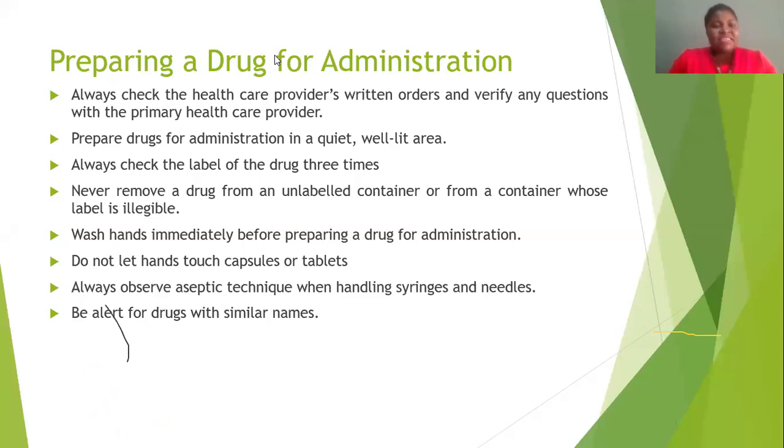Another thing is never remove a drug from an unlabeled container or from a container whose label is illegible. Never assume this injection is acetaminophen when it is not acetaminophen. We can have different injections that come in the same shape. You can have diclofenac that comes in the same shape that acetaminophen will come. So you have to be sure, check that the label is very legible before you administer such drugs.